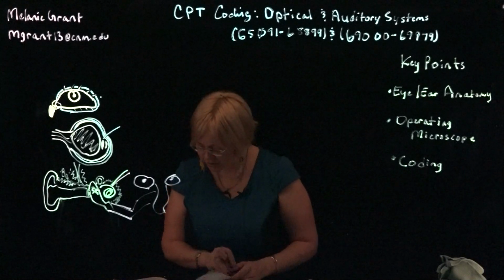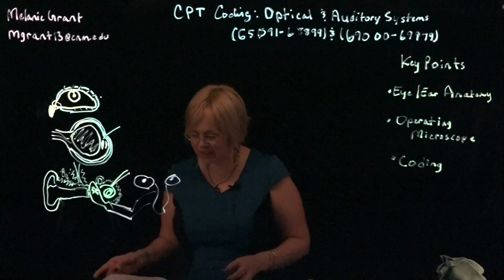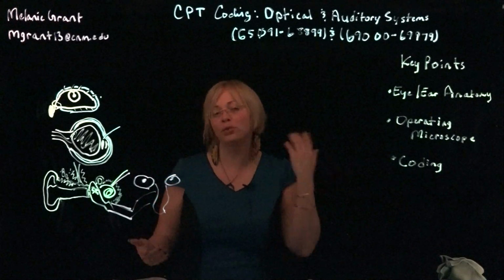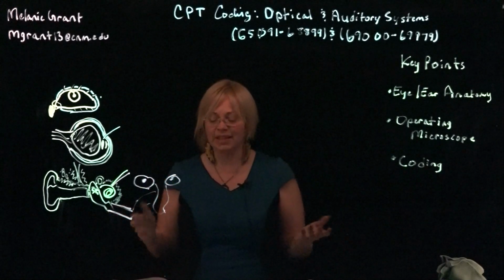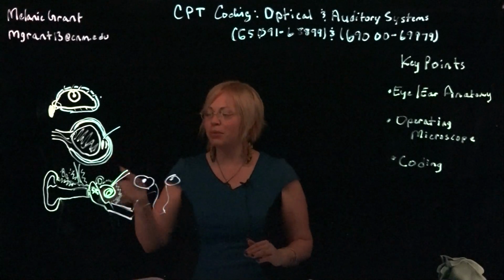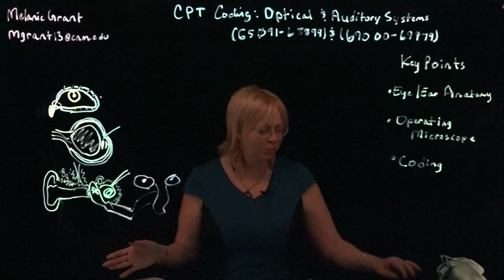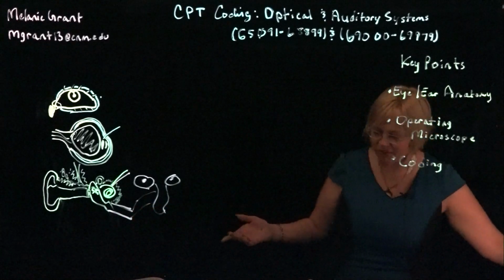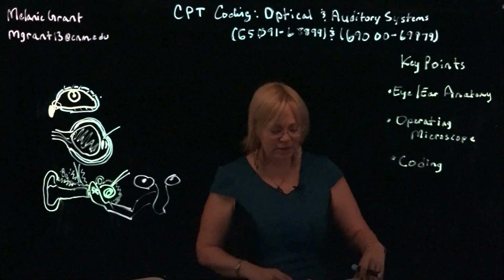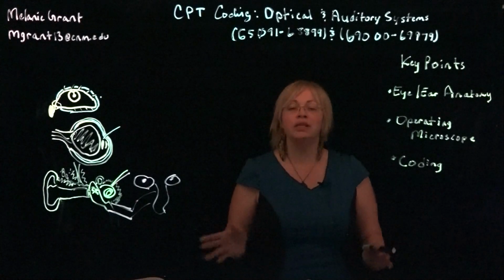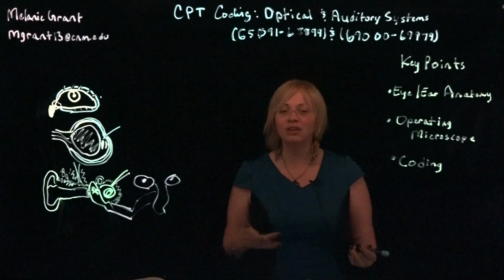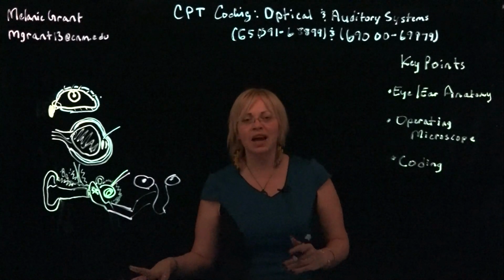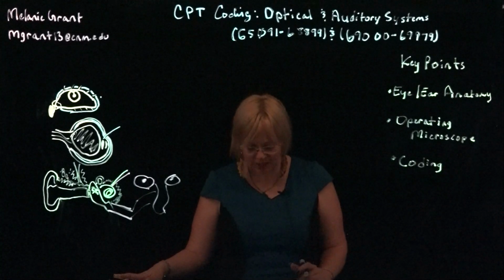So the first thing to look at is the optical and auditory systems. When they talk about this, they're talking about optical, eye, auditory, ear, or vision and seeing. We have a couple of really crude diagrams on the board. You have some better ones in the text and coding book that you should definitely refer to before coding in this system. One of the key points in coding with any of your surgical conditions is to identify exactly where it is that your surgery is being done.